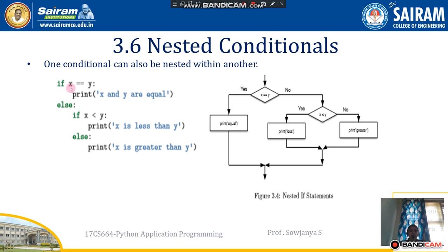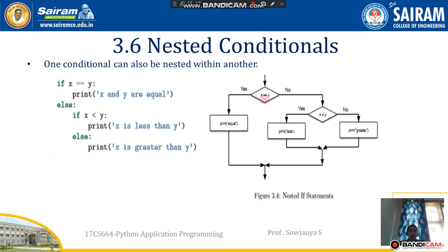We have if x is equal to y, then we print x and y are equal. Else, if x is less than y, we print x is less than y, else we print x is greater than y. This is how we can use the nested conditional.